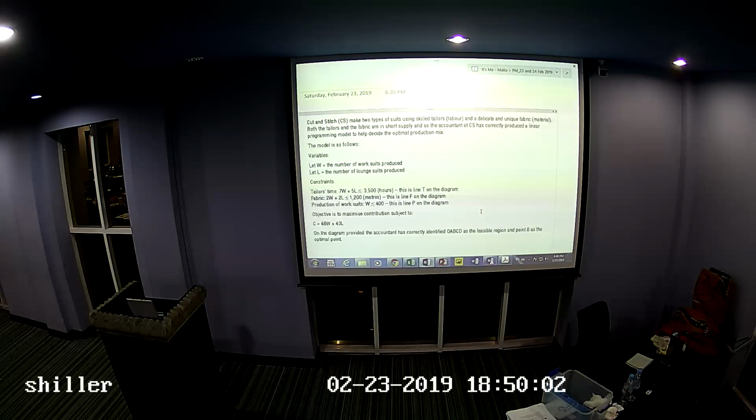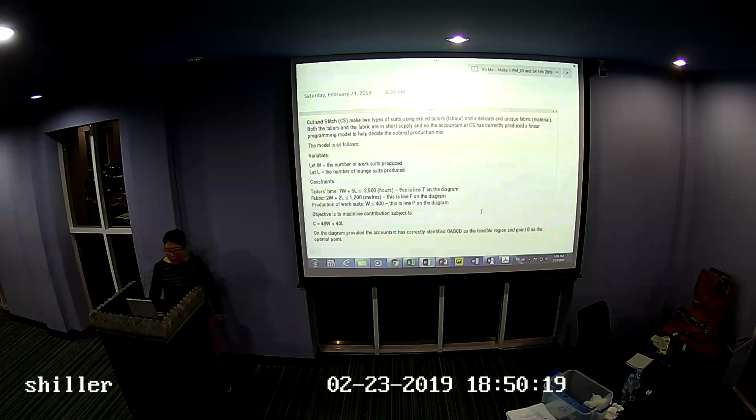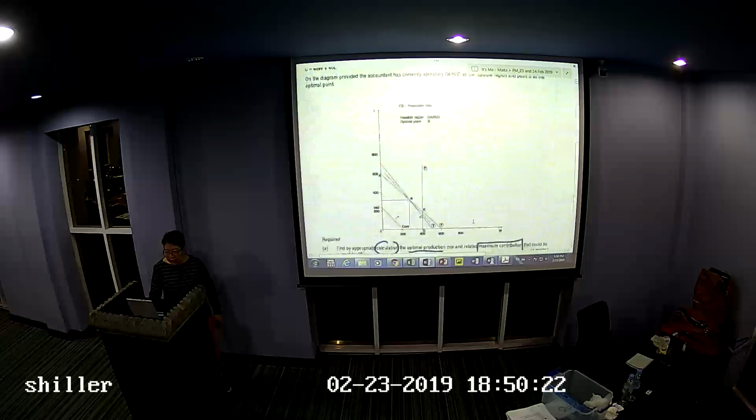Objective function, correct? Yes? What is 48 and what is 40? Contribution per work suit and per lounge suit. Okay. Now look at the diagram. Can you identify the points in the diagram?